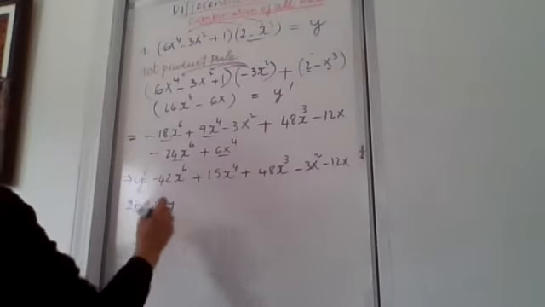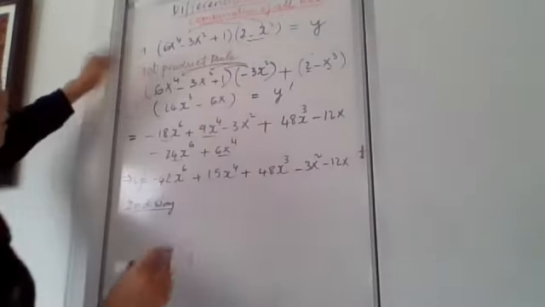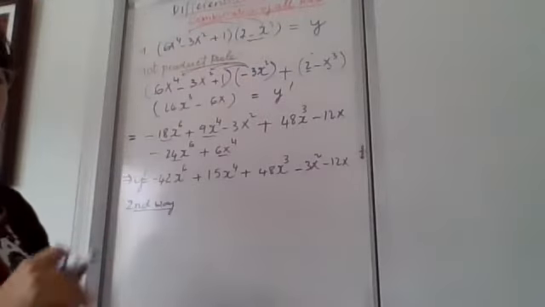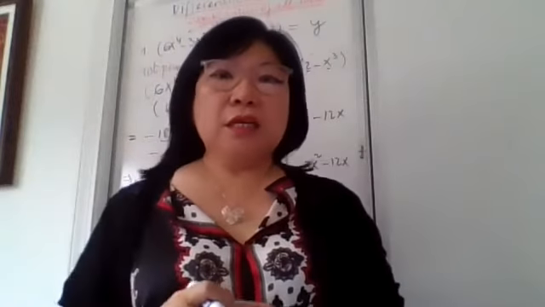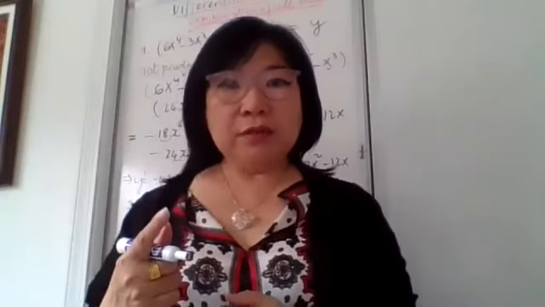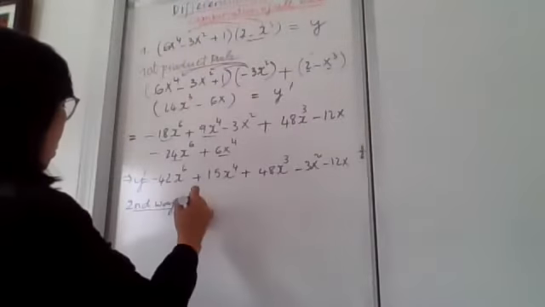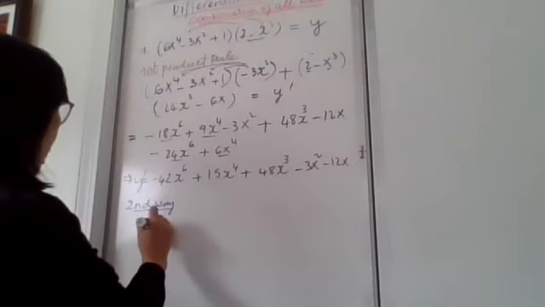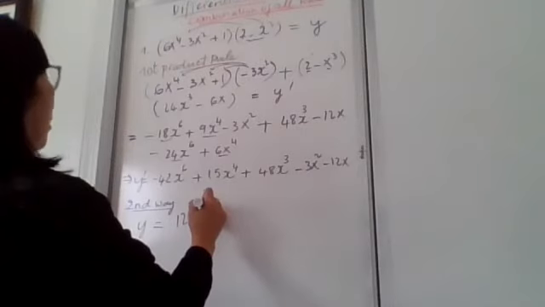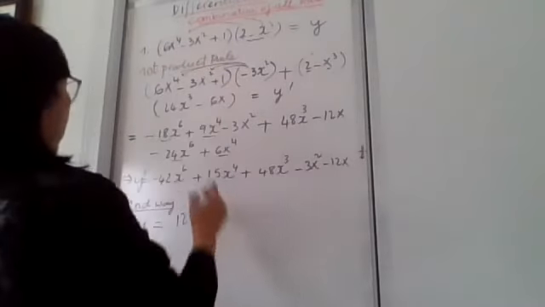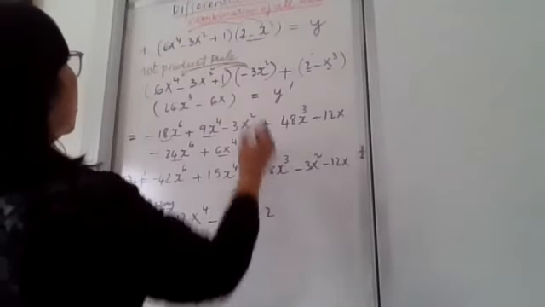Now in the second way, instead of taking the derivative using the product rule, I'm going to multiply these two functions together. It's like expanding them, tying them together first, and that's still a y function, right? So I leave the derivative. I'm going to tie them together first. So second way, I will say y equals 2 times 6 is 12x to the power 4. 2 times minus 3 is minus 6x squared. 2 times 1 is plus 2.